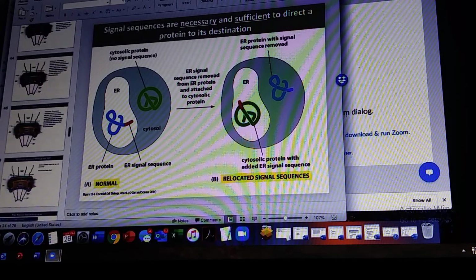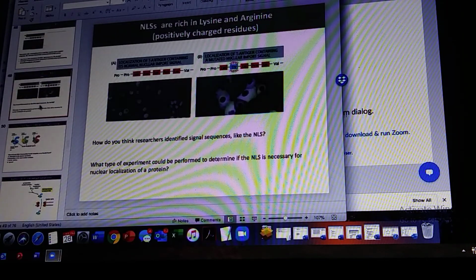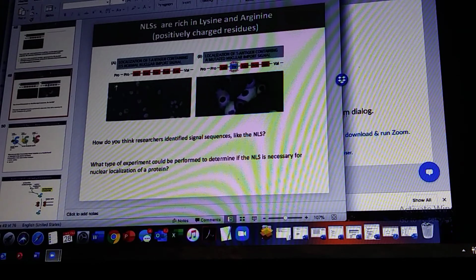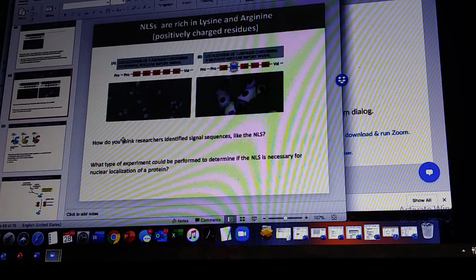Other things here: this is actually the experiment that removed, in this case, an NLS, mutated the NLS, and then instead of the protein being found nuclear, which this is showing, it was found cytosolic. So it's pretty powerful, actually, just mutating or changing an NLS sequence.